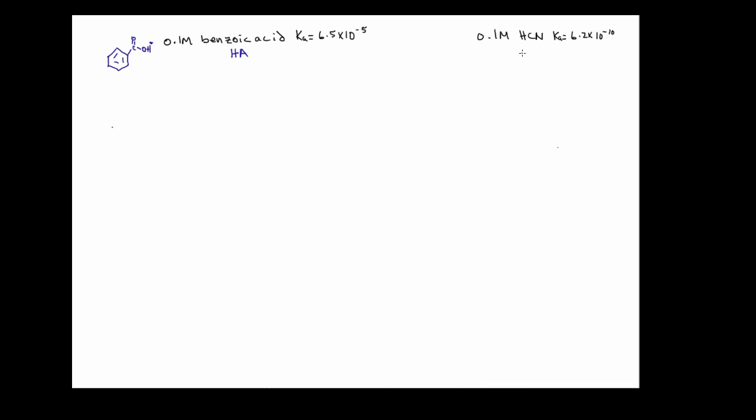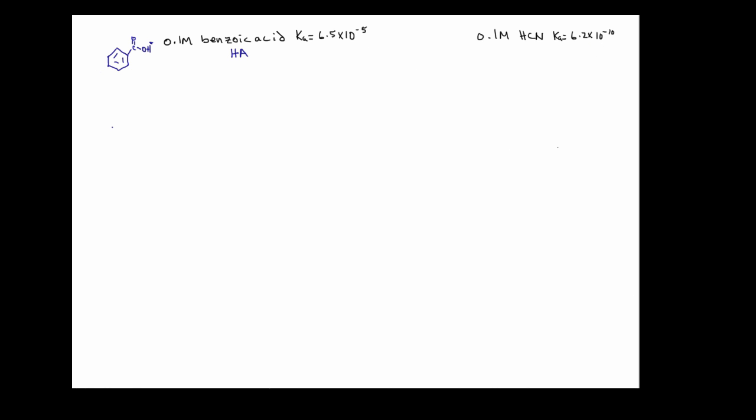Now, here's the rub. We've got two weak acids in the same beaker with equivalent molar solutions. How do we figure out the pH of this? What you're going to want to do is look at the Kas, because one of the two equilibriums is going to dominate over the other one. Notice that benzoic acid has a Ka of 6.5 times 10 to the minus fifth, while the hydrocyanic equilibrium is 6.2 times 10 to the minus 10th.